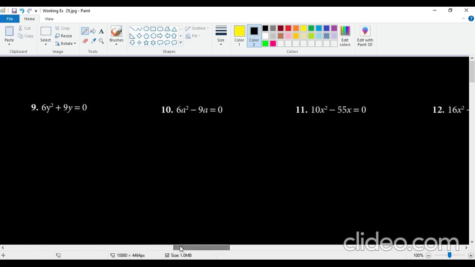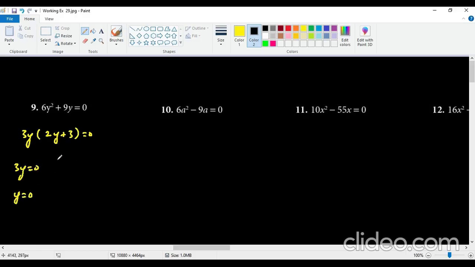Here for question number 9, I can see that 3y is common in both of them, and 2y plus 3 is going to be another factor. That means 3y equals 0. That means y also equals 0.